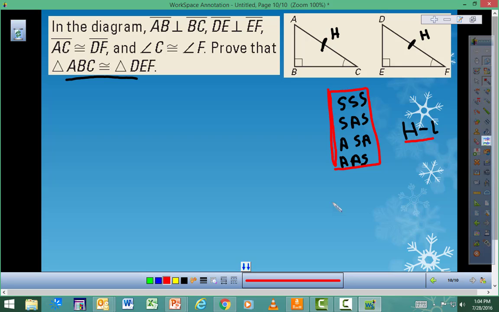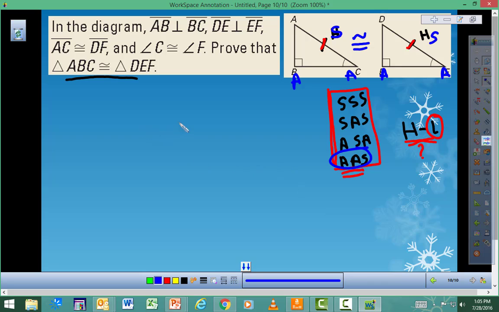If you look at our current setup, if I'm trying to use hypotenuse leg, I do have the right triangles and I do have the hypotenuse, but I'm missing a leg. I don't know that any of the legs are congruent. So I'm not sure I use this one. But if you take a look here, we do have the angle, side setup. The hypotenuse is a side. So we can think of this as angle, side, and we can think of this as angle, side. So it looks like the two triangles are going to be congruent by angle, side.